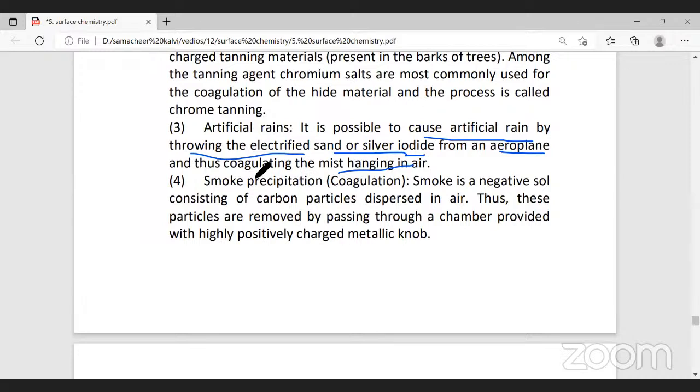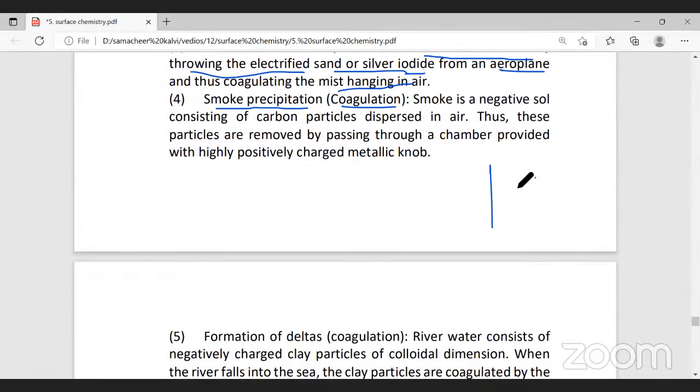The next application is smoke precipitation. Smoke consists of carbon particles dispersed in air. These particles are removed by passing the smoke through a chamber provided with a highly positively charged metallic knob. So, assume that you have a long chimney. In this, we have metal plates. These metal plates are connected to the current.